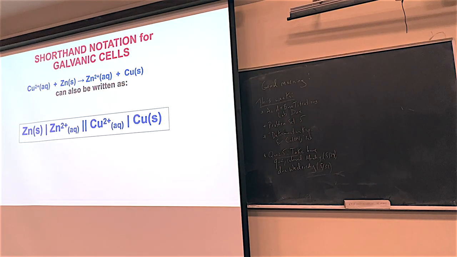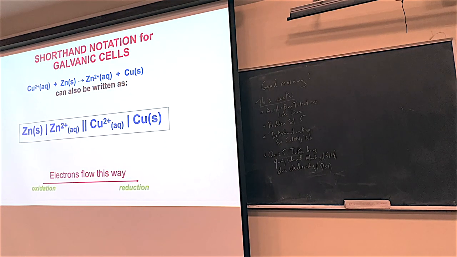Okay, sometimes instead of drawing a big diagram for the battery, they'll use a shorthand notation. And this is the kind of notation that's used a lot. At first it seems really weird, but it actually makes pretty good sense once you figure it out. So instead of writing copper 2 plus, zinc making zinc 2 plus and copper, this way, when you start getting used to it, is a way that represents this reaction right here.